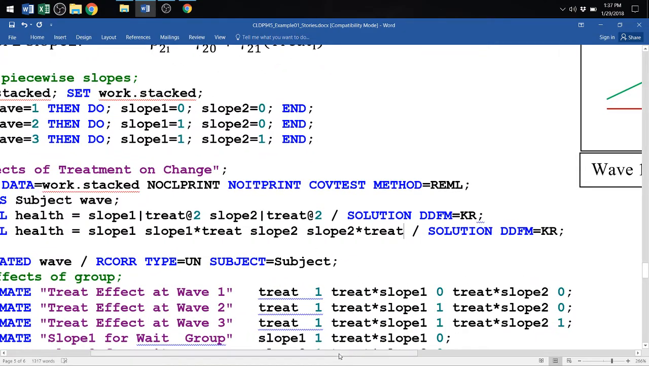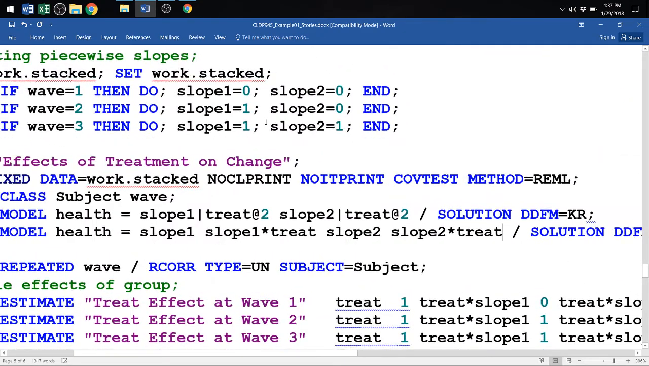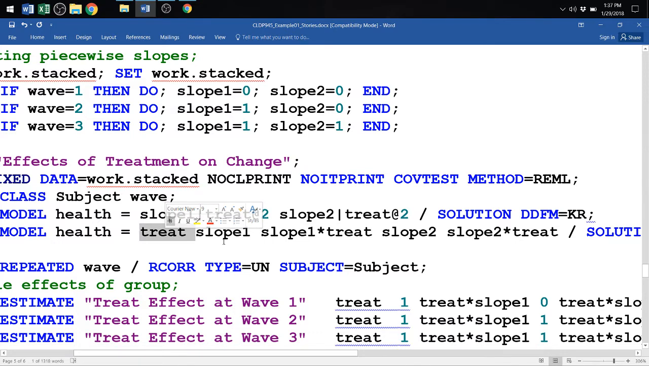So let me walk back through this in the logic of interactions. This is a good review. So slope 1 would have been, if treatment wasn't in the model, the change between wave 1 and wave 2. Because treatment is in the model as an interaction, oh wait, hang on, I forgot my main effect. There we go. So here's main effect of treatment. Treatment interacts with each of the slopes. That means the main effect of treatment is specifically when each of the slopes is 0, which is at the beginning of the study. So that main effect of treatment is going to give me the group difference at the beginning, which should be none if random assignment worked.